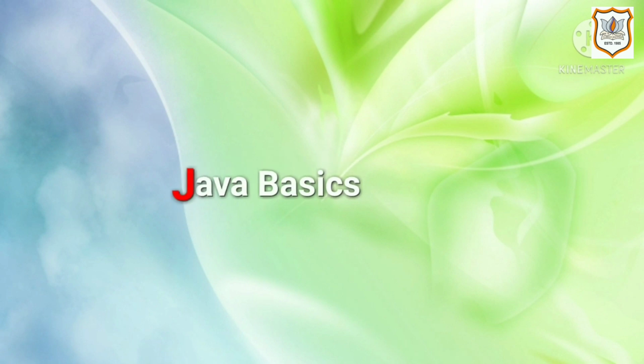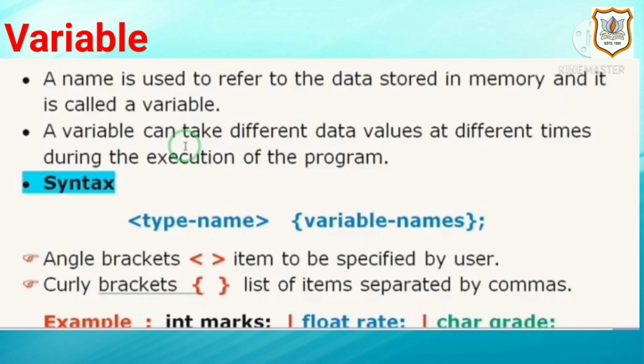Let's continue chapter number 7, Java Basics, of Standard 12th Computer. Let's start this chapter with variable. A name used to refer to the data stored in memory is called a variable. A variable can take different data values at different times during the execution of the program, but it always refers to the same memory location.